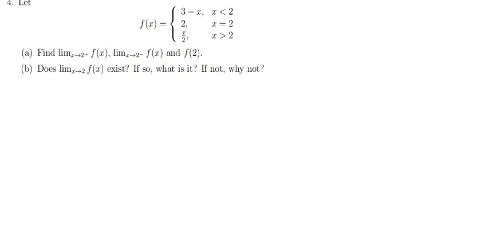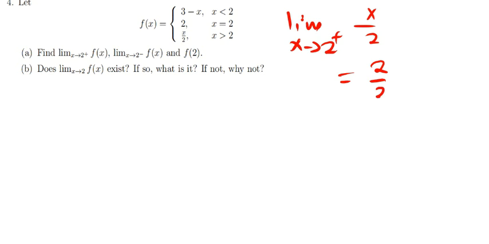So question 4 is saying we have a piecewise function which is 3 minus x for the condition x less than 2, then the other one is saying when x is equal to 2, the value of y is 2. Then x over 2 when x is greater than 2. Then find the limit as x approaches 2 from the right side. So we get a function for x greater than 2, meaning it's the last one. So it is x over 2, 2 over 2, 1.